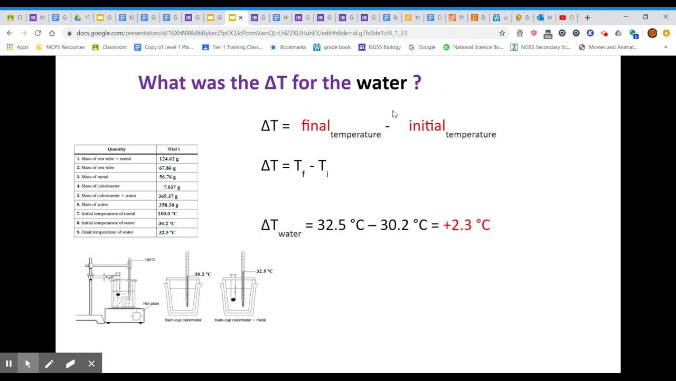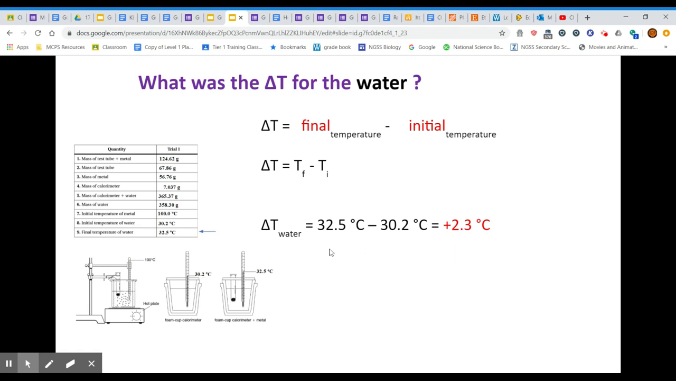Now, what is the delta T for the water? Again, please note, are we looking for the water or for the metal? In this case, we are looking for the water, so we'll take all the values of the water. The final temperature of the water minus the initial temperature of the water gives you the delta T for the water, TF minus TI. The final temperature of the water is 32.5 degrees Celsius, and the initial temperature before we dropped the hot metal in the water was 30.2. We do the calculation and we get 2.3 degrees Celsius.